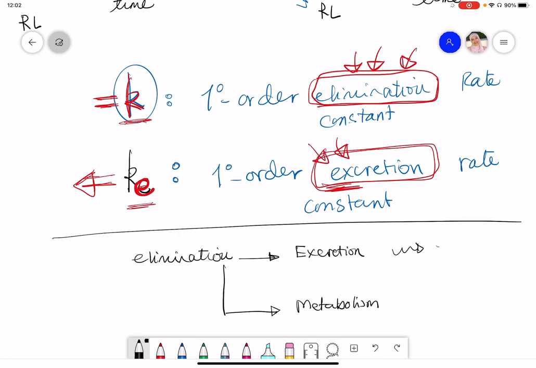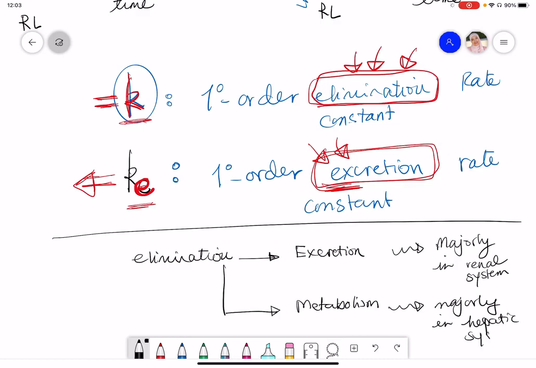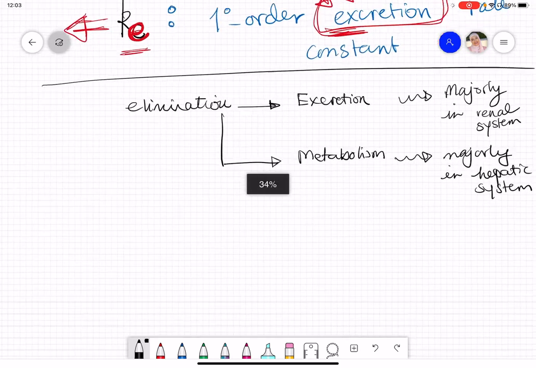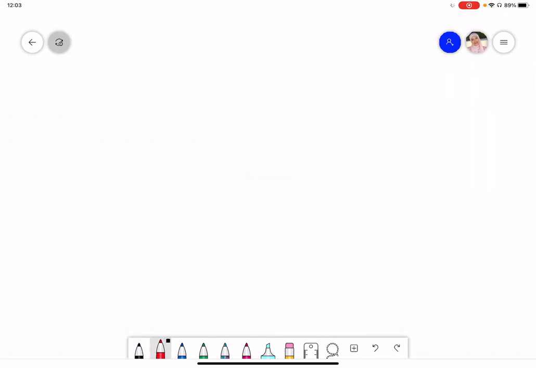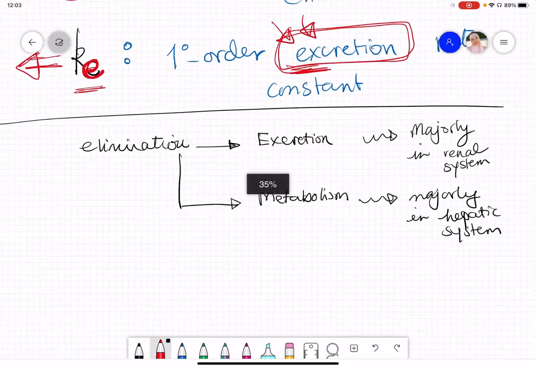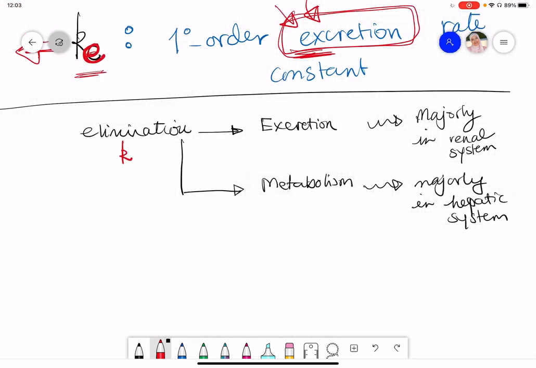Excretion is majorly in the renal system, right? In the kidneys. And metabolism is majorly happening in the hepatic system, in the liver, right? So if we are talking about rate constants, we have K as the elimination rate constant. Here we are talking about Ke, but we are talking about excretion in the urine only.